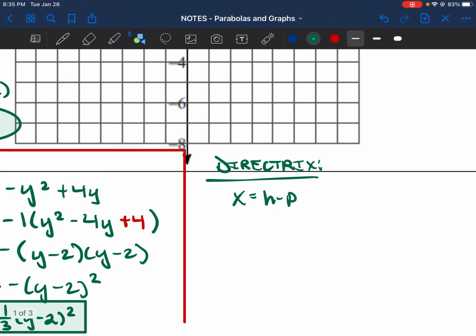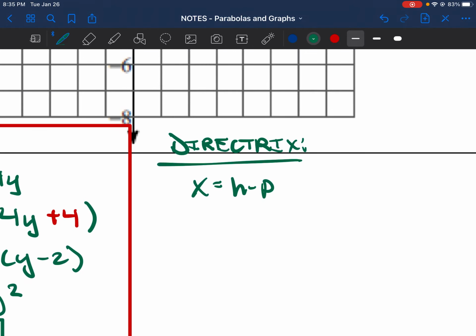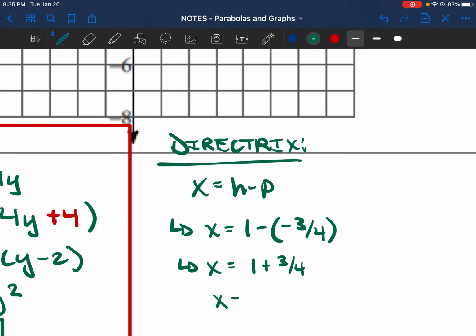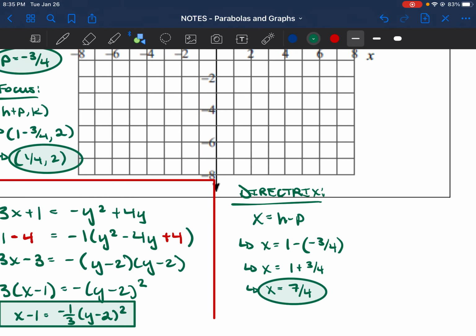And then finally, let's find the directrix. The directrix for a horizontal parabola like this one is given by the vertical line, x equals h minus p. This is going to give us x equals, h is 1 minus p is negative 3/4, so 1 minus negative 3/4, we get a double negative. This is really 1 plus 3/4, which means x equals 7/4. And again, this is a vertical line.